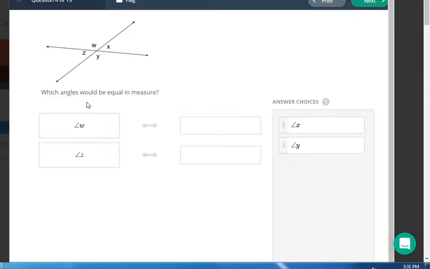We would go through the next one. It says which angles would be equal in measure. Okay, so we would say that Z is equal to X and W is equal to Y. You can kind of see it if you look at this angle and this angle in here, they are almost the exact same. They actually are the exact same. So for us, we want to do what is across from each other. So Z and X and Y and W.